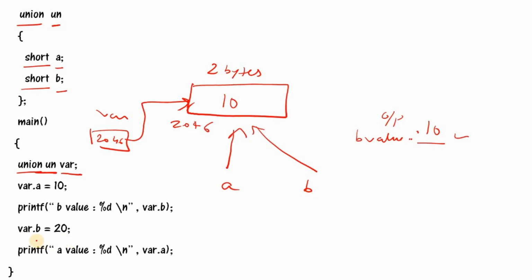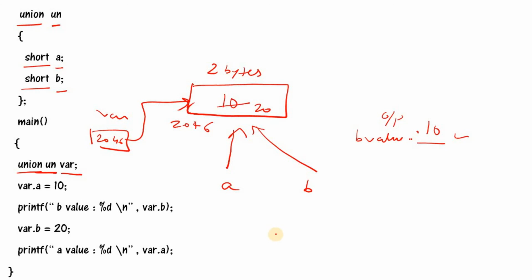In the next line, var.b = 20. We are storing 20 here. Now instead of 10, we are storing the value 20 with the location B. It will store 20, but B is also pointing to the same memory location. So 10 is replaced by 20. Whenever we print the A value, var.a, it is already replaced with the new value.